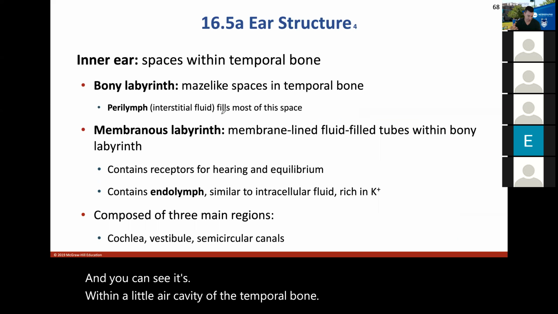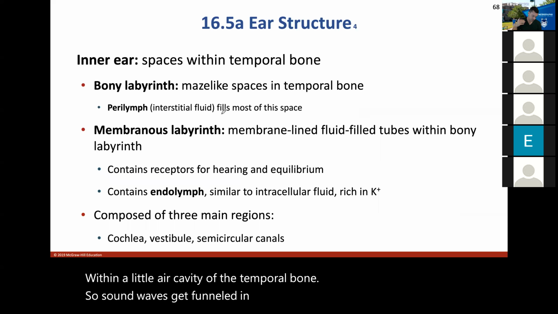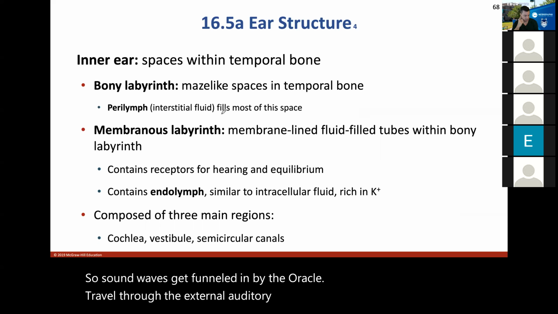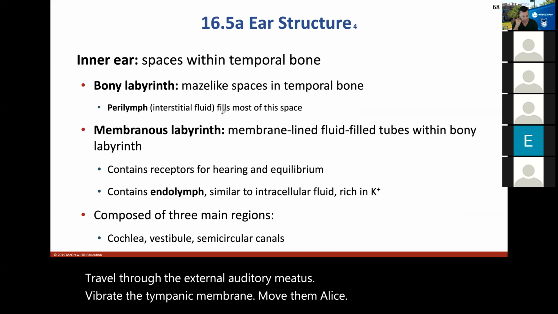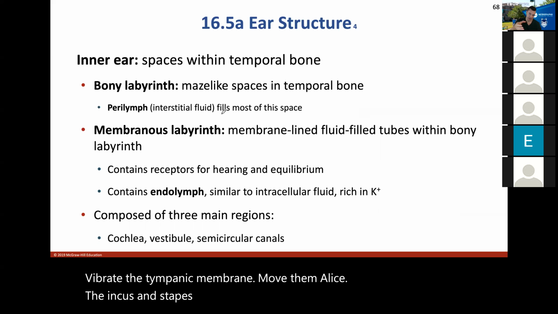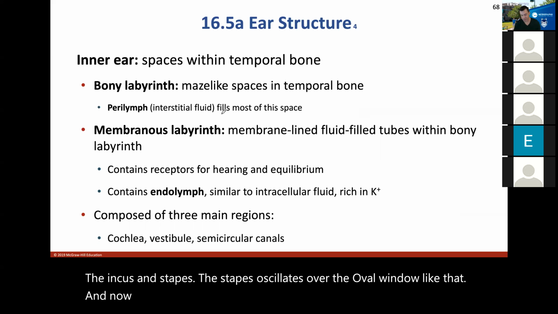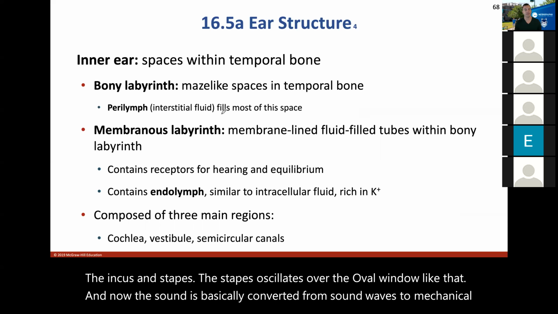So sound waves get funneled in by the auricle, travel through the external auditory meatus, vibrate the tympanic membrane, and move the malleus, the incus, and the stapes. The stapes oscillates over the oval window like that. And now the sound is basically converted from sound waves to mechanical energy, and we are now in the inner ear.